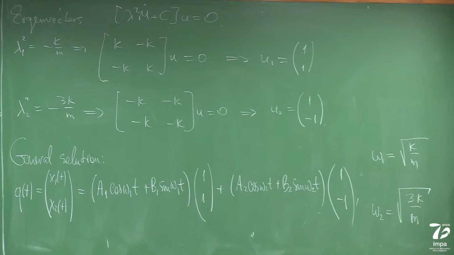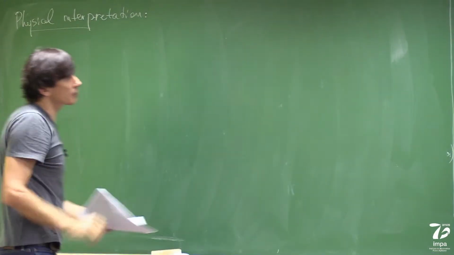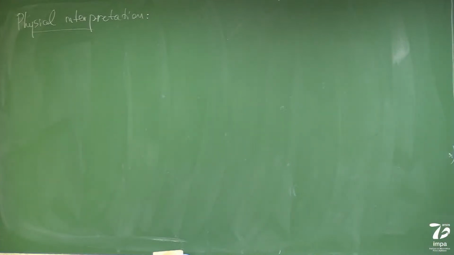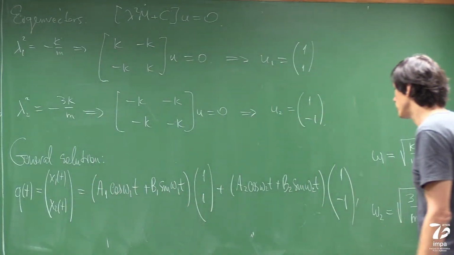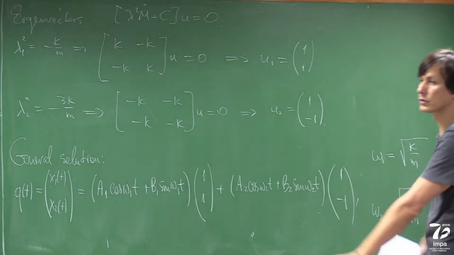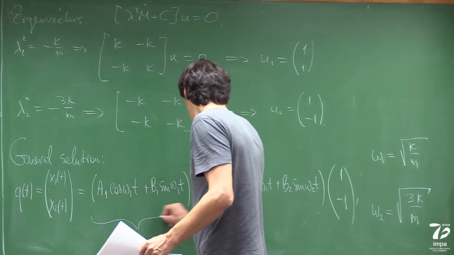So, physical interpretation. Mathematically, we found all solutions. Whatever initial condition you give to the system, whatever initial position and initial speed you put, we know that we can choose these four coefficients, a1, a2, b1, b2, such that this is a solution. Now, what this solution means: in fact, this solution has two pieces.